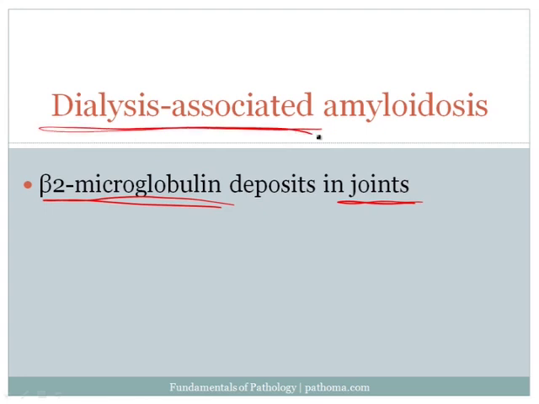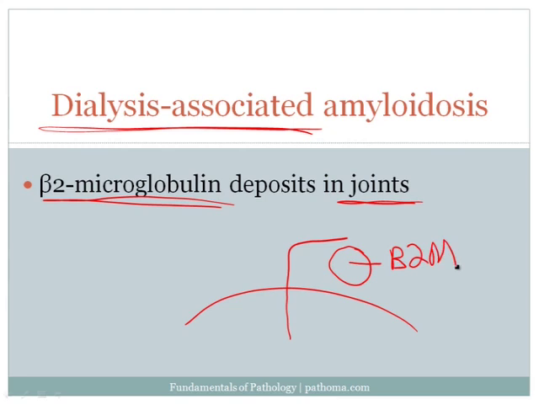So let's take a step back and review one quick principle: what is beta-2 microglobulin? Recall that one of the surface molecules present on all nucleated cells and platelets is MHC class I, and MHC class I has a transmembrane domain and an extracellular domain. An important molecule that provides structural support for MHC class I is called beta-2 microglobulin. Without beta-2 microglobulin, MHC class I is not well expressed on the surface of cells.